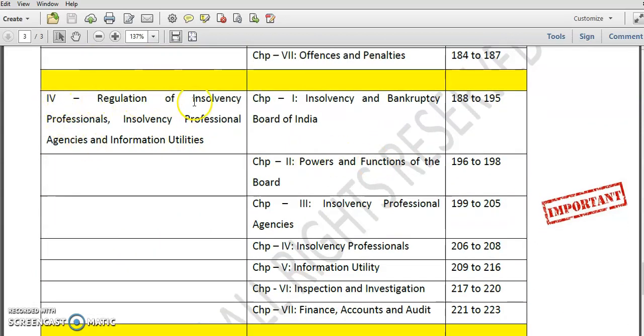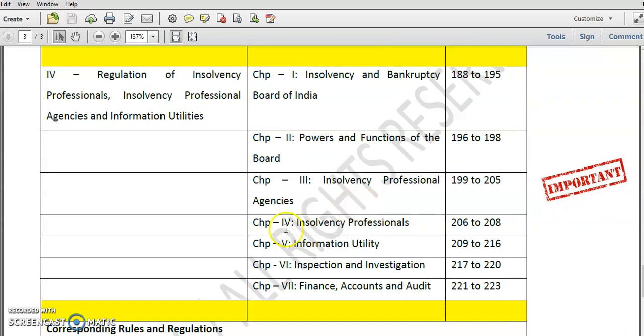Then part 4, regulation of insolvency professionals, insolvency professional agencies and information utilities. So chapter 1 is about Insolvency and Bankruptcy Board of India. So how it is formed, what is composition, we'll read in section 188 to 195. Then powers and functions of the board in chapter 2. Chapter 3 talks about the insolvency professional agencies, which I have told you in my first lecture. So there are 3 insolvency professional agencies. Please go back to my lecture video 1 and then you can find out.